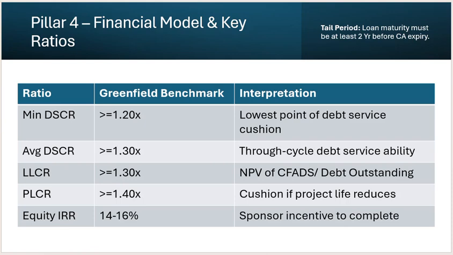The project life coverage ratio is calculated over the entire project life, not on the project finance life. And the equity internal rate of return should be more than 14 to 15%, but the minimum should be 14 to 16%. Commonly it should be greater than the market rate of return of 4 to 6%. So the sponsor is more interested in completing the project within the time and within the budget.